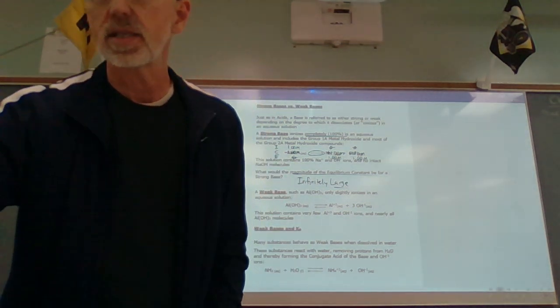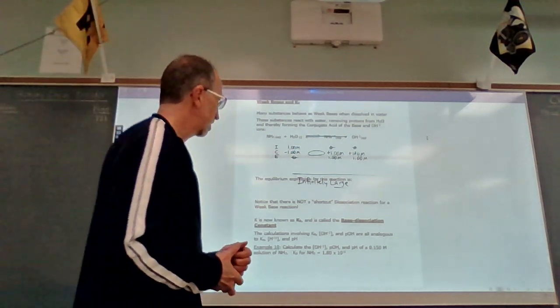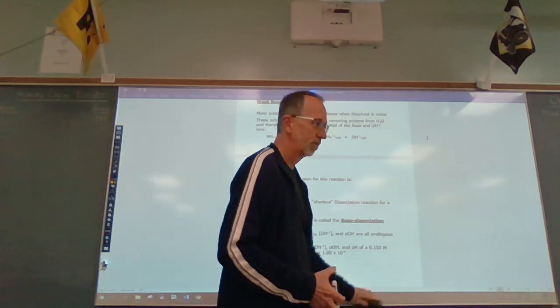So let me advance the page here, and we will talk about weak bases in particular, and talk about our equilibrium constant for those, which is called Kb.